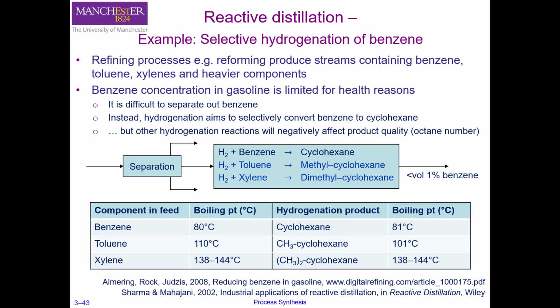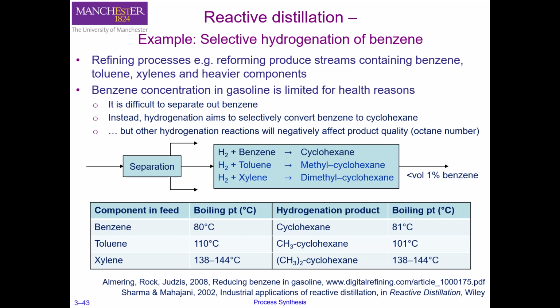Let's have a look at an example of reactive distillation, and here we are looking at selective hydrogenation of benzene. The context for this study is hydrogenation in petroleum refining. Benzene is a very well known carcinogen. For health reasons, its concentration in gasoline has been limited by legislation in recent years.